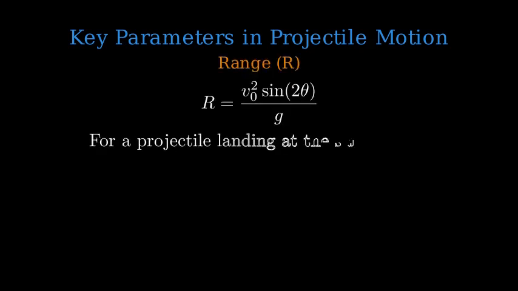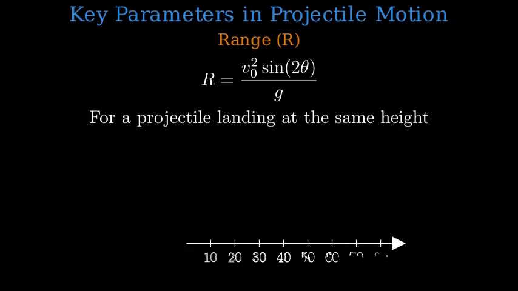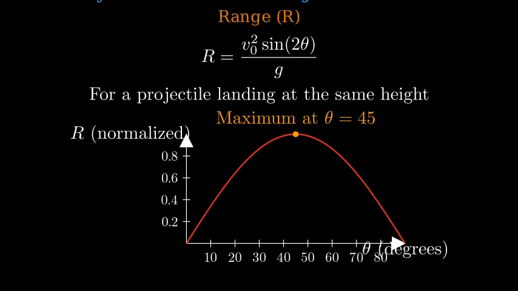Let's now look at some key parameters and properties of projectile motion. The range is the horizontal distance traveled by the projectile. For a projectile launched from and landing at the same height, the range is given by R equals v0 squared times sine of 2 theta divided by g. The range reaches its maximum when sine of 2 theta equals 1, which occurs when theta equals 45 degrees.